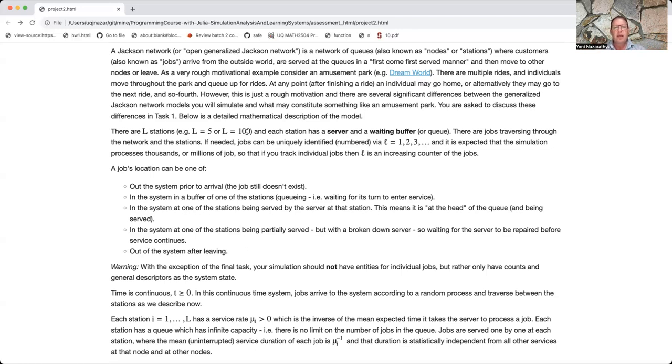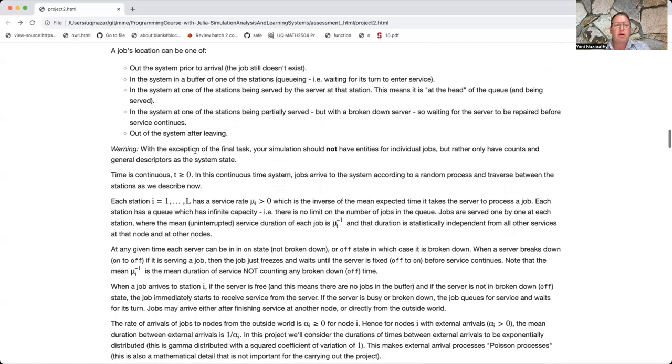Okay. And the other component is that there are also breakdowns in the system. So servers change between on and off. So a job or a customer, if you would like, where can a job be? It can be out of the system. That means it still hasn't arrived, or it has left, and then it's gone. We're done with it. Or it can be in the system, in a buffer, i.e. a queue of one of the stations or nodes. The station is a node, and it's waiting in the queue. So it's standing in the queue. There are other jobs in front of it.